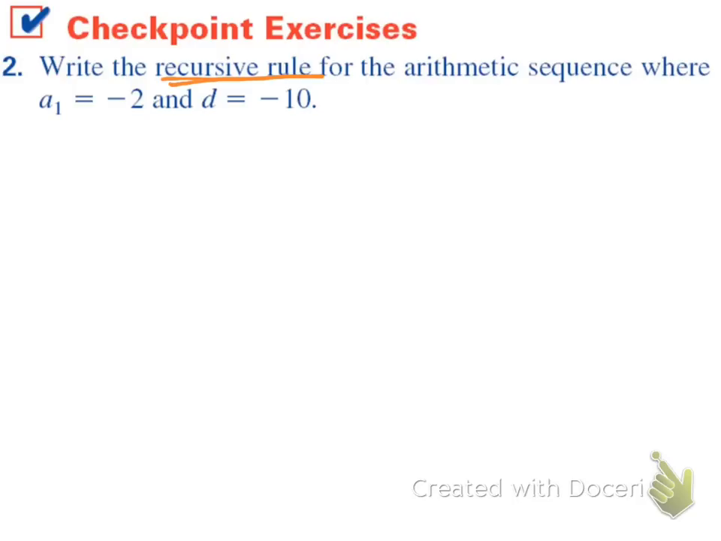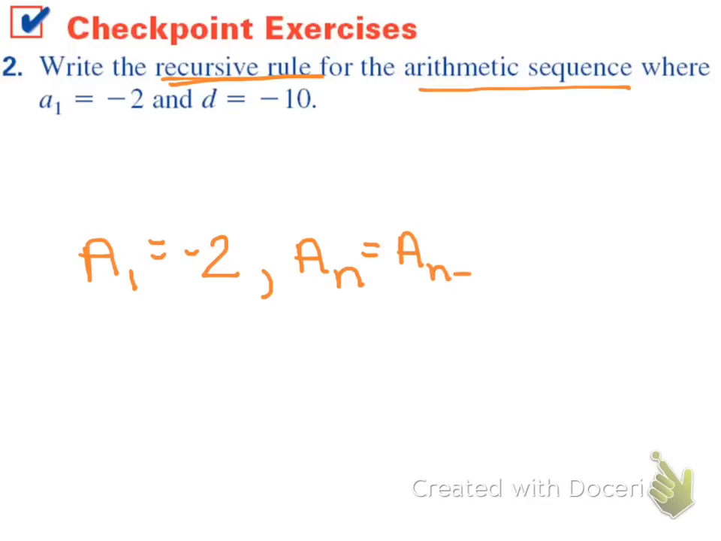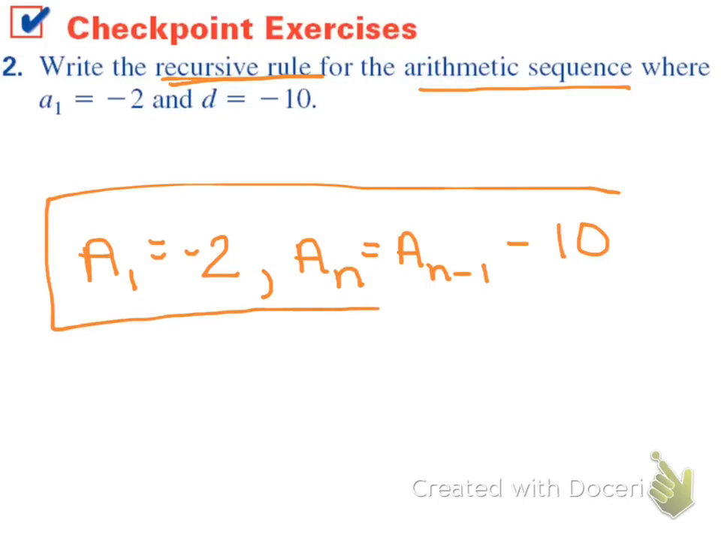Alright, hopefully you have paused the video and tried to give it a try. If you did this correctly, for this rule written as a recursive rule, you would give the first term. The first term is -2, and then every term after the first term, since this was an arithmetic sequence, would be found by taking the previous term and subtracting 10. You might be saying to yourself, why subtract 10 when we're supposed to add the common difference? Well, this common difference was a -10, so you could have written plus a negative, but instead of plus a negative, let's just write minus.